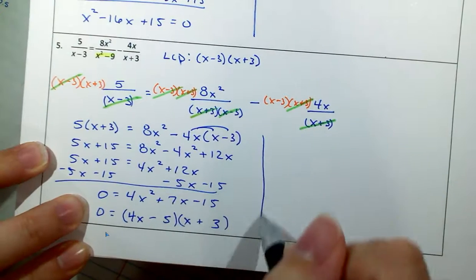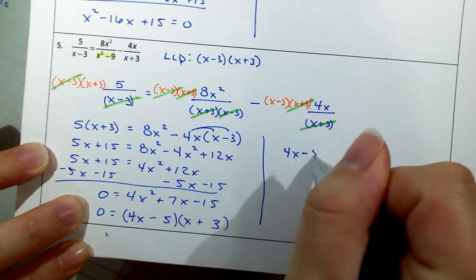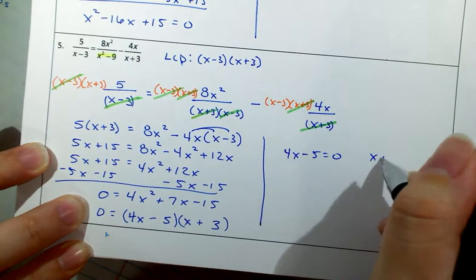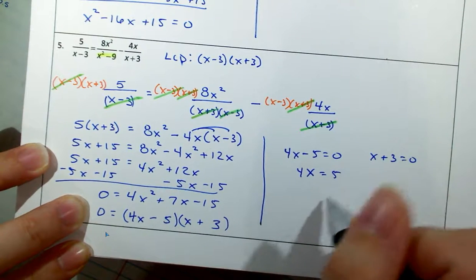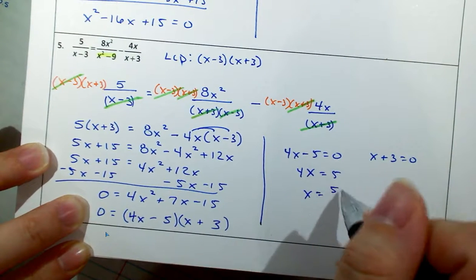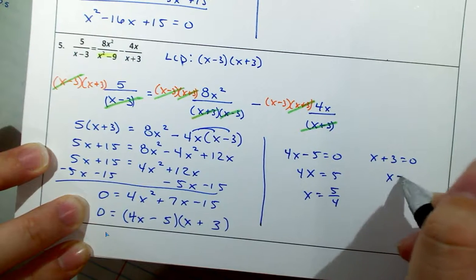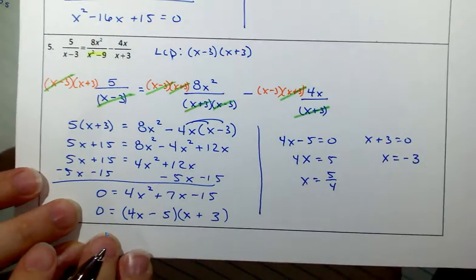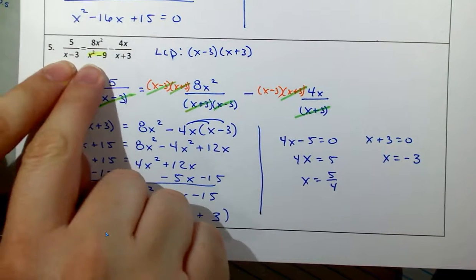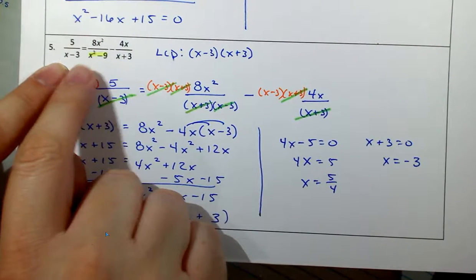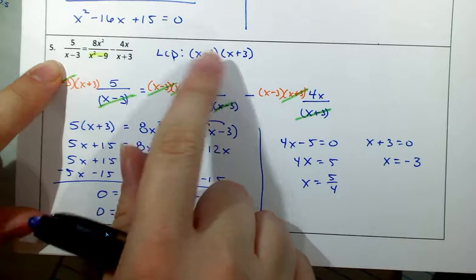So what this means is we have 4x minus 5 equals 0, and x plus 3 equals 0. So over here we have 4x equals 5. So we have x equals 5/4, and over here we have x equals negative 3. So we have two answers, but if we go back to our original denominators, notice our excluded values would have been 3 and negative 3.